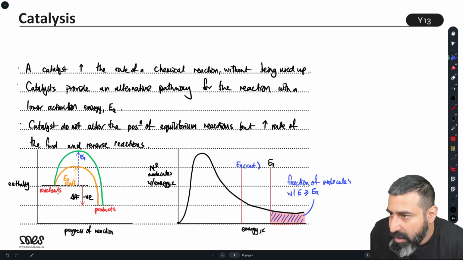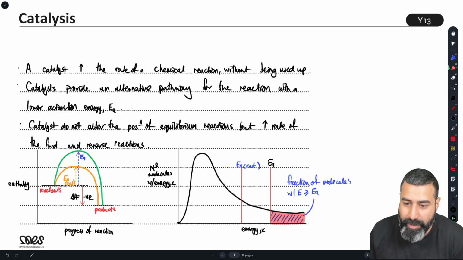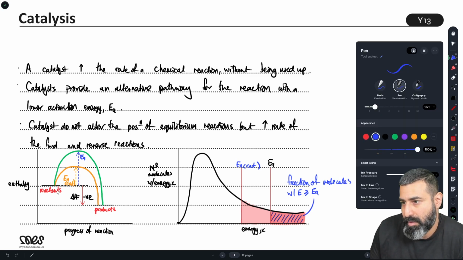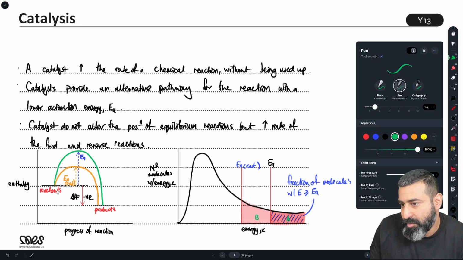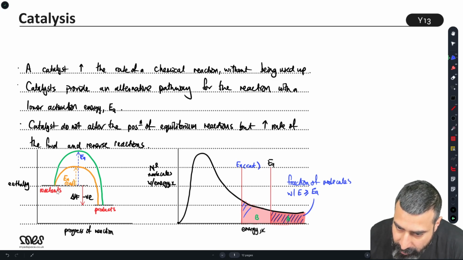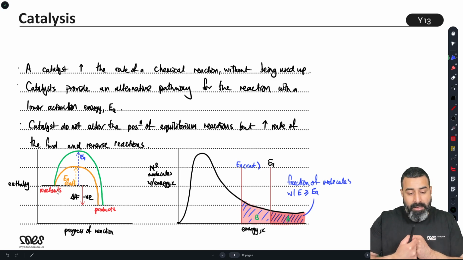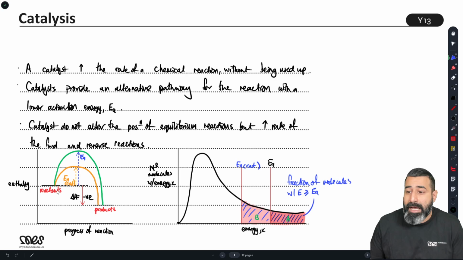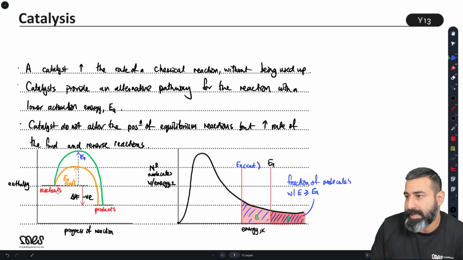We don't just have these molecules, which have the energy which is greater than or equal to the activation energy. We have this fraction as well. So we have A and B. So now what we have is a larger fraction of molecules with the energy which is greater than or equal to the activation energy. So therefore, when they collide, it results in a successful collision, and therefore more molecules have that energy. So there are going to be more frequent collisions, therefore the rate increases. So let's just get this down.